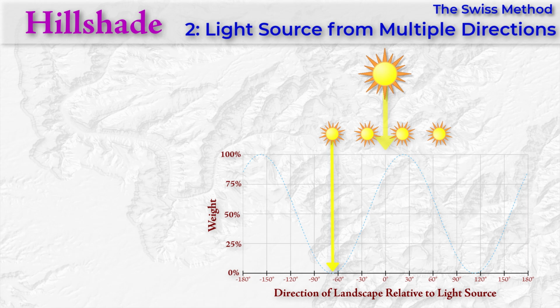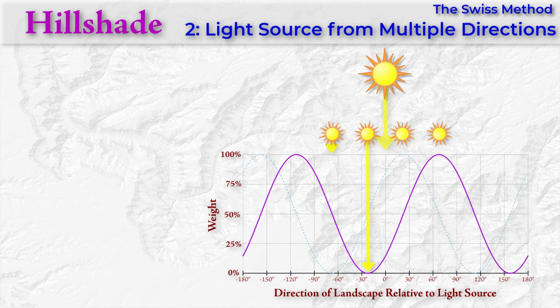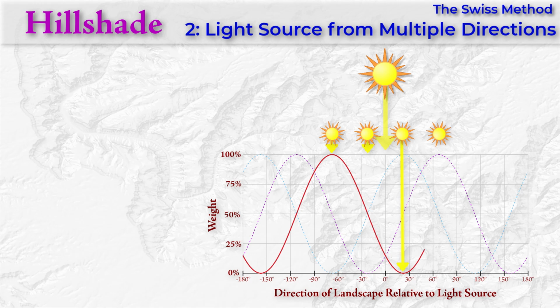Then we add a second light source centered at 22.5 degrees counterclockwise. This is 45 degrees from the first light source, and its weights are distributed like this. Then we add a third light source at 22.5 degrees clockwise from the primary source, and finally the fourth light source at 67.5 degrees clockwise.